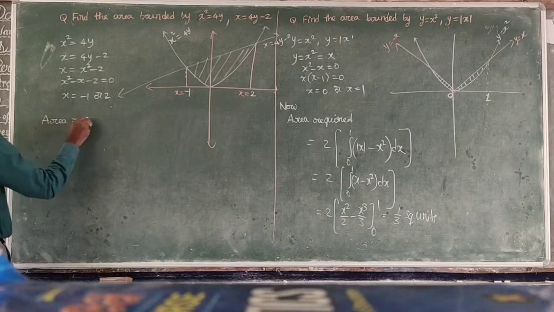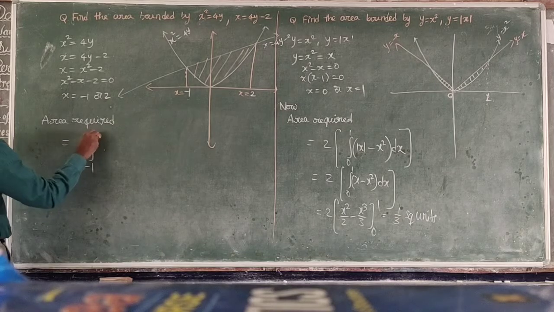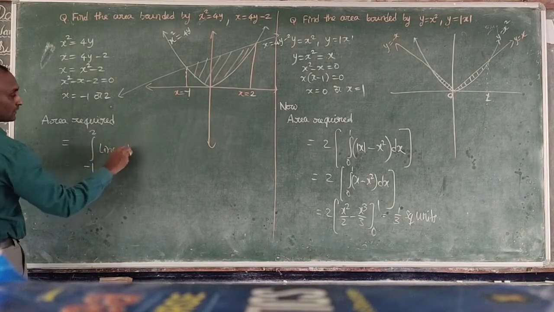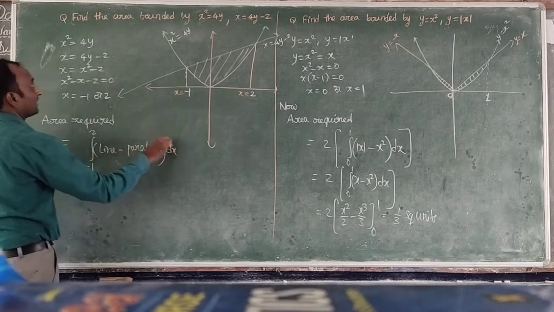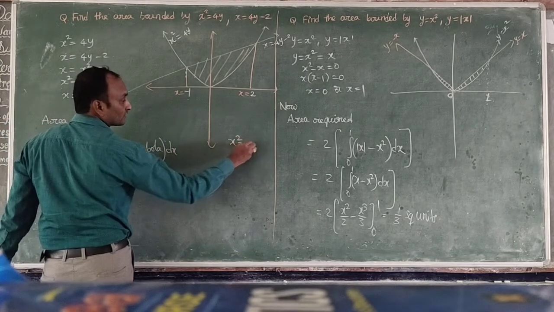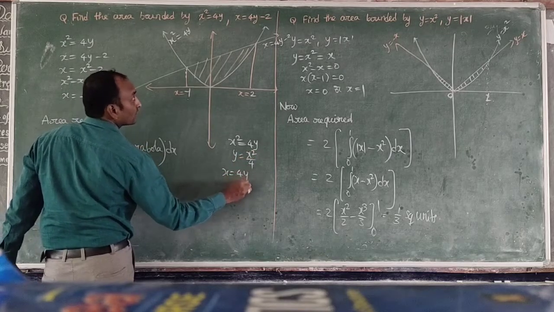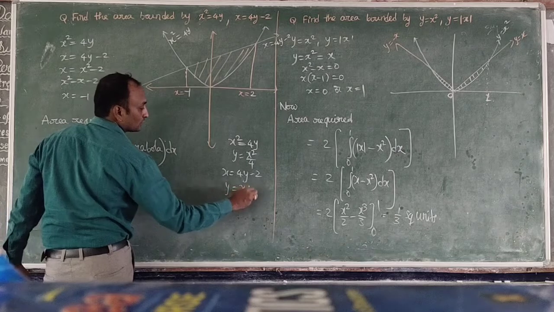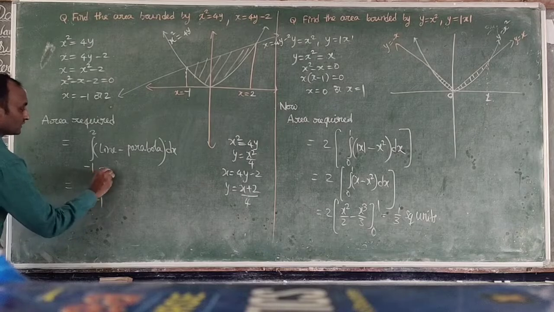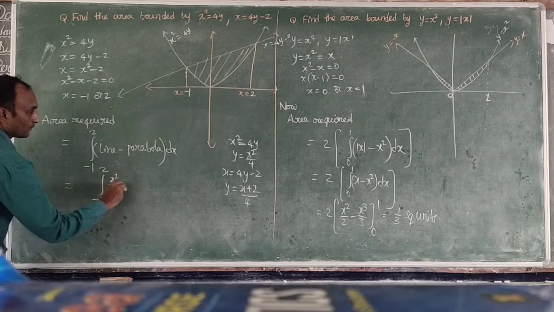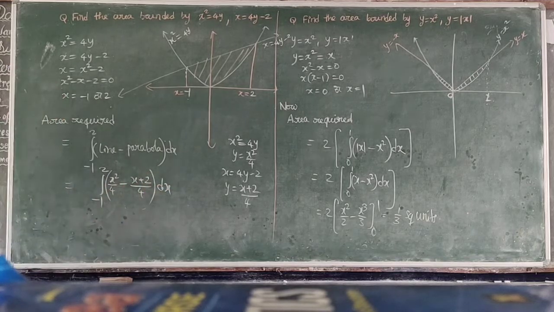Area required is equal to the integral from minus 1 to 2 of the line minus the parabola. But what is the line? What is the parabola? The parabola is x square equal to 4y, so y is equal to x square by 4. The line is x equal to 4y minus 2, so y is equal to x plus 2 by 4. Now substitute both of them here. It is the integral from minus 1 to 2 of x square by 4 minus x plus 2 by 4 into dx. Solve this to get the required area.